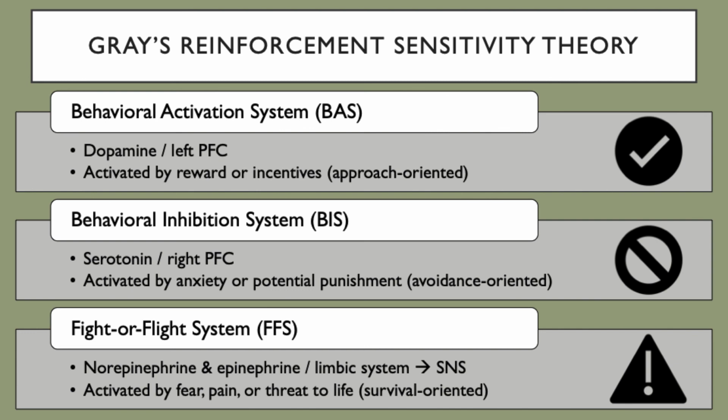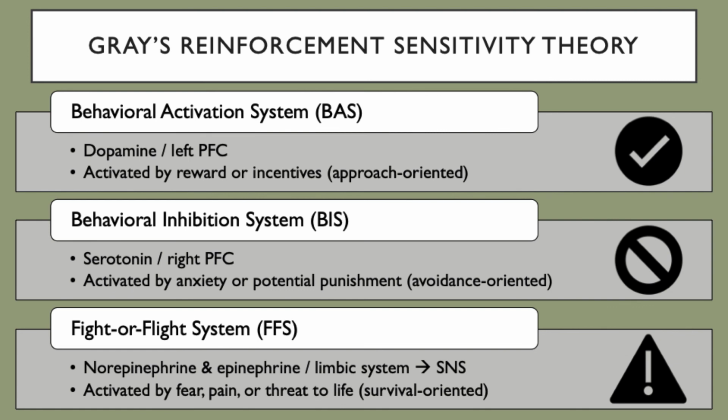Note that while Gray differentiates them on this basis, there is controversy as to whether the BIS and FFS can actually distinguish between conditioned and unconditioned stimuli. FFS activation is akin to the sympathetic nervous system being activated as a survival-oriented response, including increased heart rate, respiration, muscle tension, and GI distress. It triggers us to be more aggressive or defensive rather than avoidant.